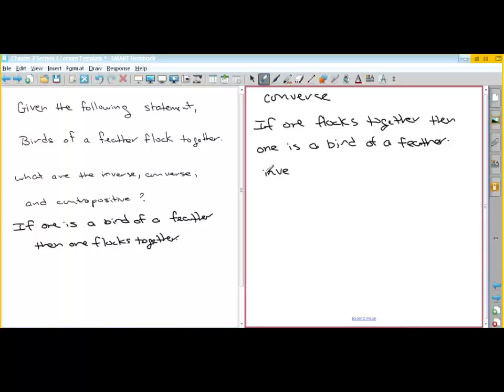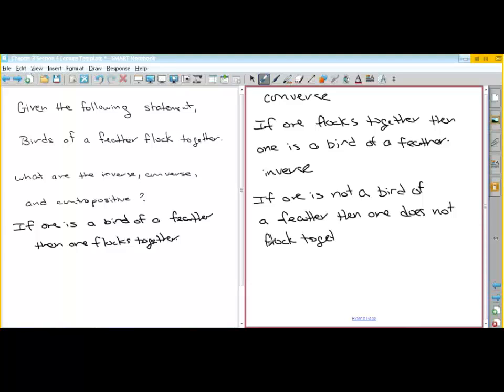Okay. If one flocks together, then one is a bird. So that's the converse. The inverse would use the same order, but you would change them to negations. So if one is not a bird of a feather, then one does not flock together. Again, if you had an animal that flocked, other than a bird, then that wouldn't be true.